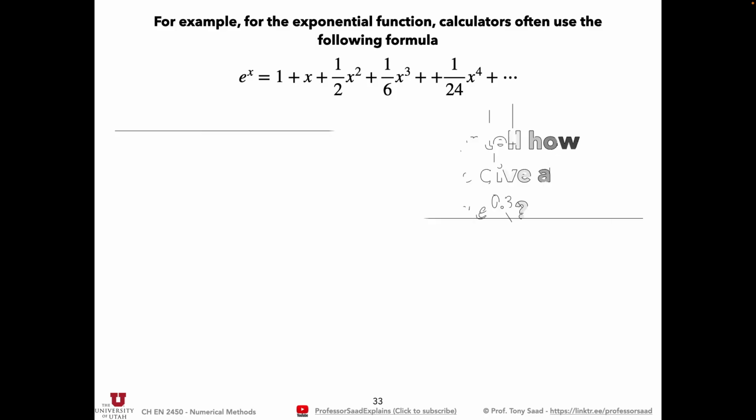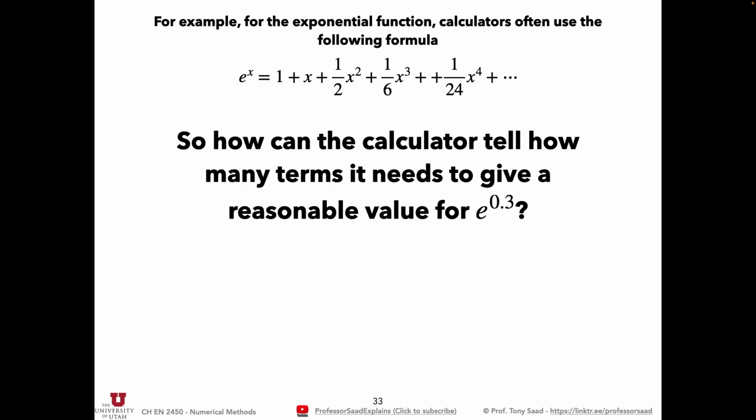But how does the calculator tell how many terms it needs to give for a reasonable value of e to the 0.3? So your calculator is going to keep adding those terms, and they're all going to be approximating the true value. But how does your calculator tell when to stop?